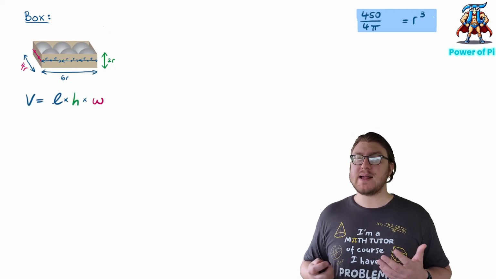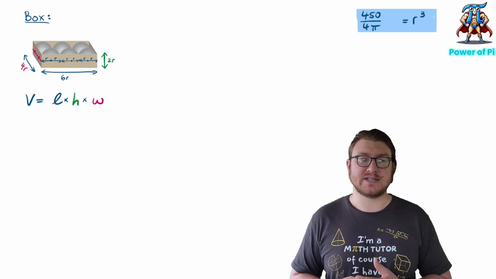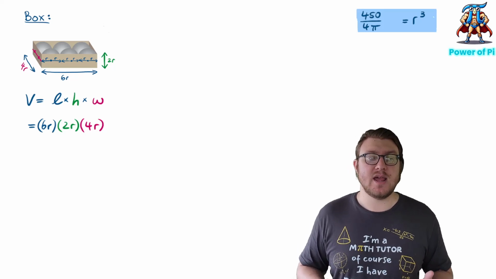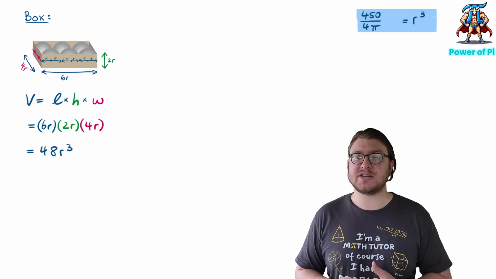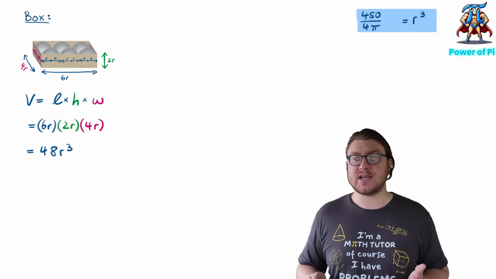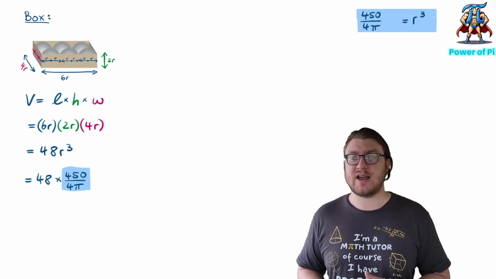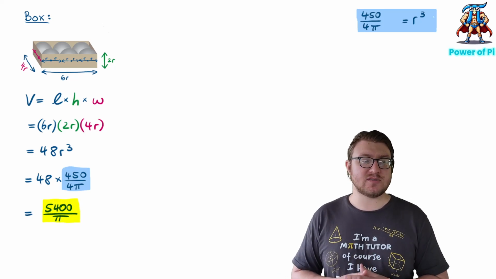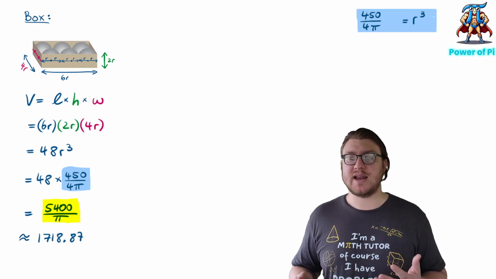So we can calculate the volume of this box with the formula length times height times width. Well, we just substitute our values in and multiply the numbers together, then we get 48 r cubed. Well, we already know what r cubed is. Remember, that's at the top. We've calculated that, so we can substitute that value in. And now simplifying this will give us 5,400 divided by pi, or you're welcome to put this in the calculator and round this.